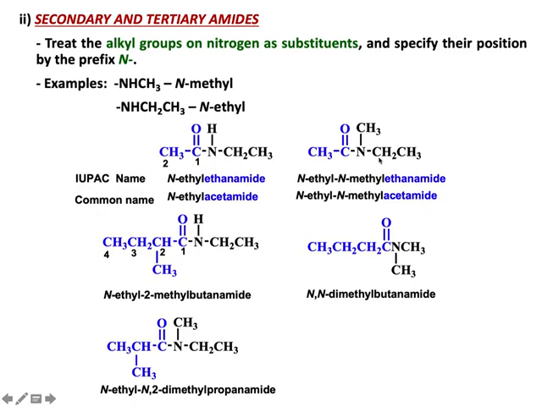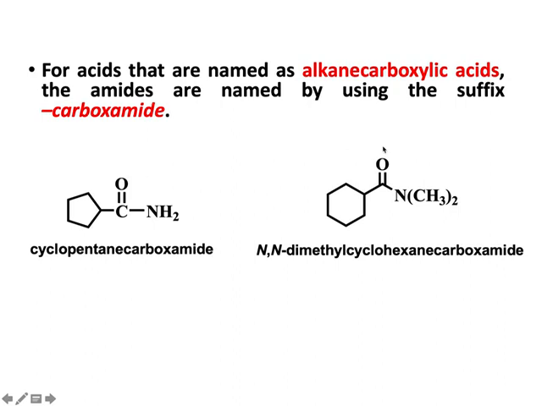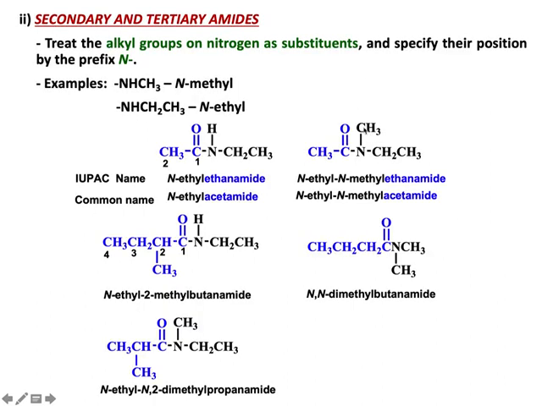For this one, because both protons on nitrogen are replaced with alkyl groups, they specify their position by the prefix N. So it becomes N-ethyl, following alphabetical order, N-ethyl, N-methyl ethanamide. So here are some examples of nomenclature for secondary and tertiary amide. This one is secondary amide and this one is tertiary amide.